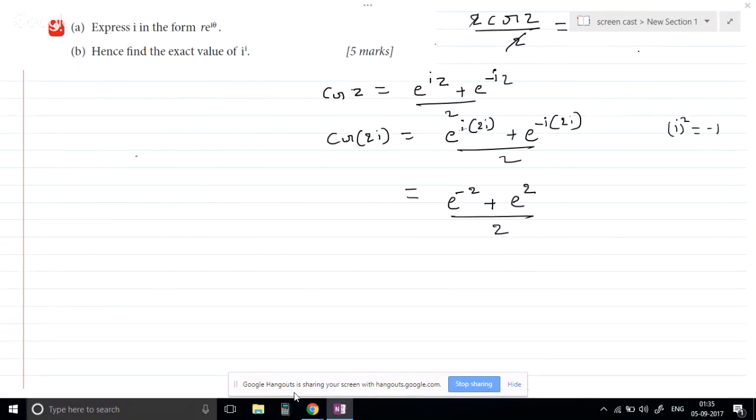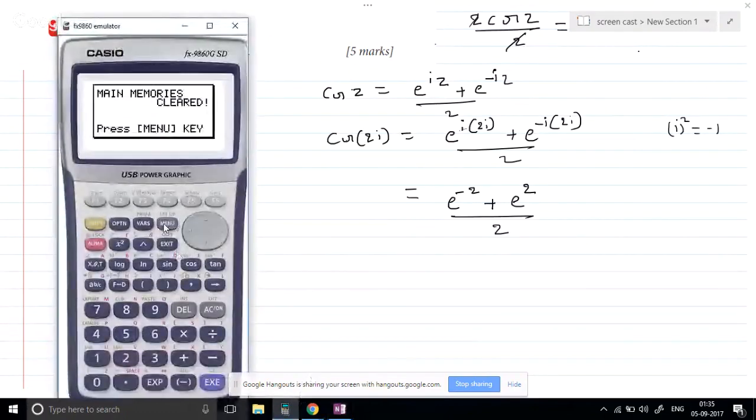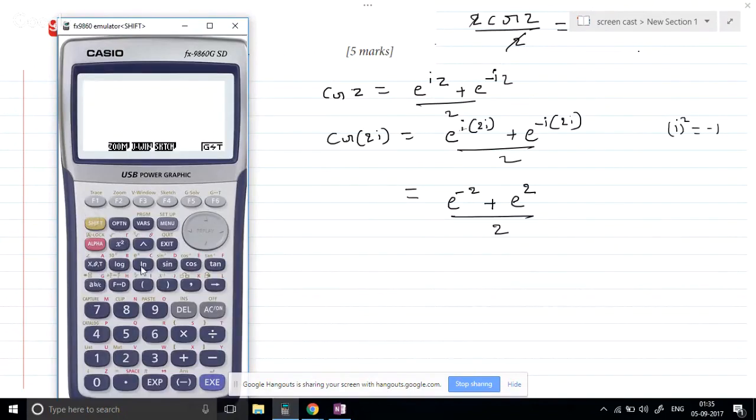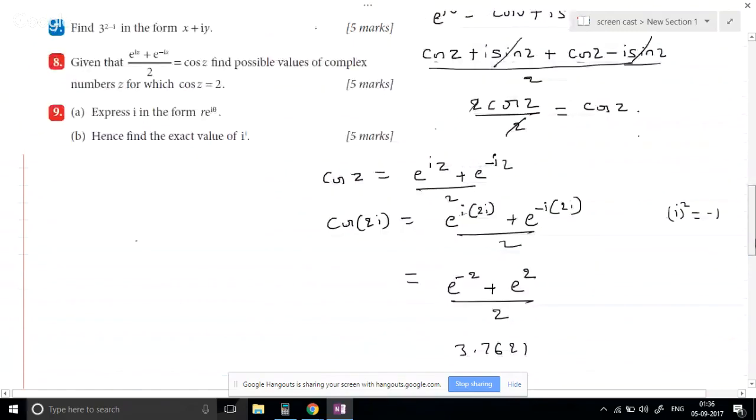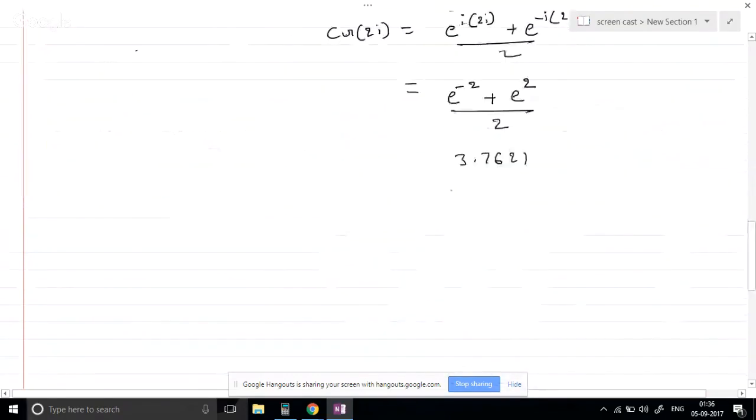Now use your calculator. Shift, e to the power of minus 2 plus e to the power of 2, answer divided by 2 happens to be 3.7621. But the question says round off to three significant figures. So three significant figures is the first three digits of non-zero numbers, so 3.76. The next digit is 2, so you can ignore the 2 and 1. So this is your final answer.